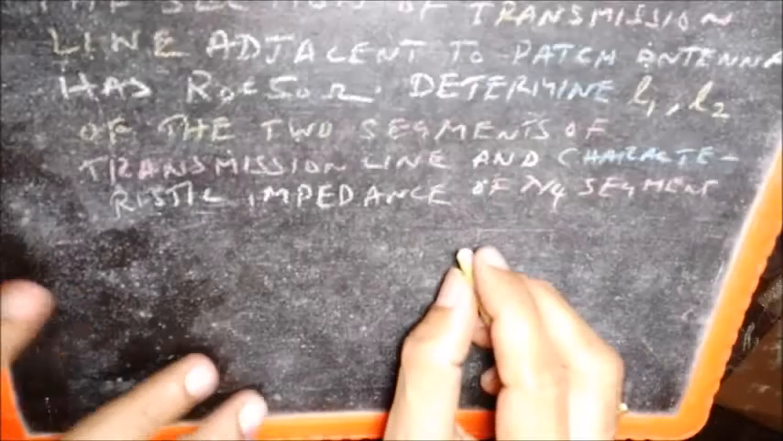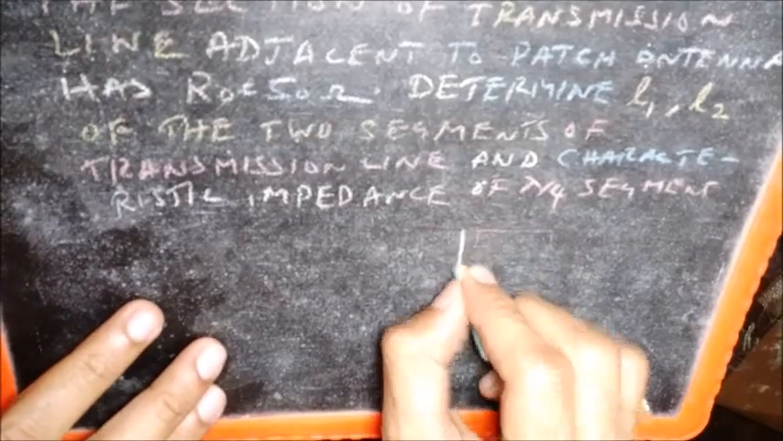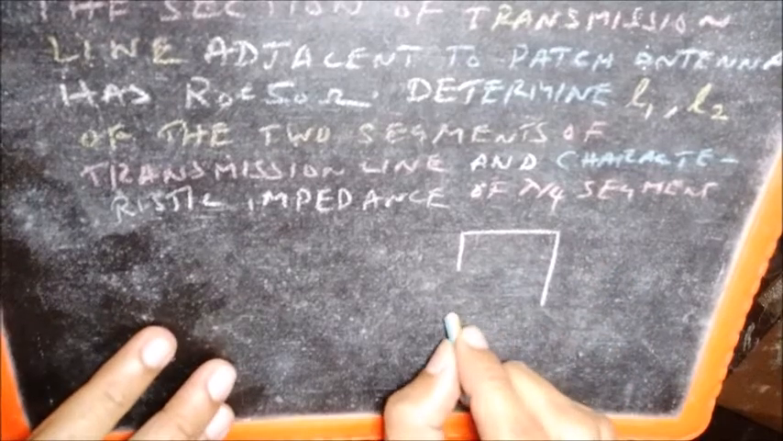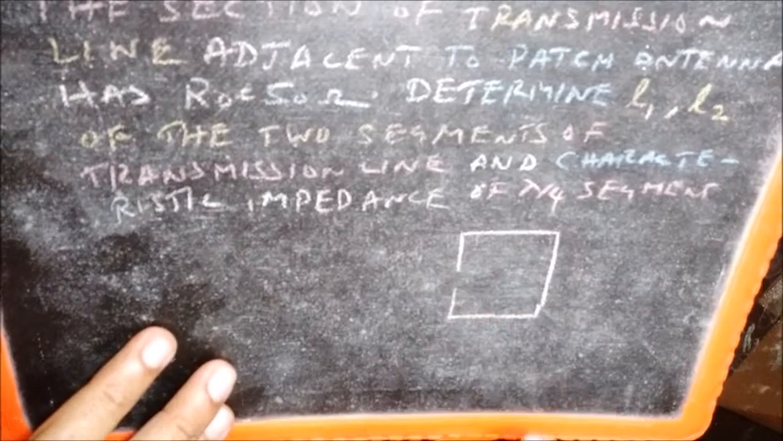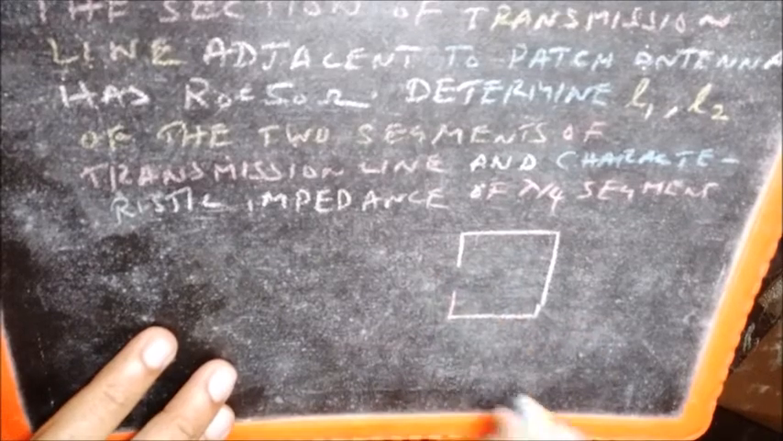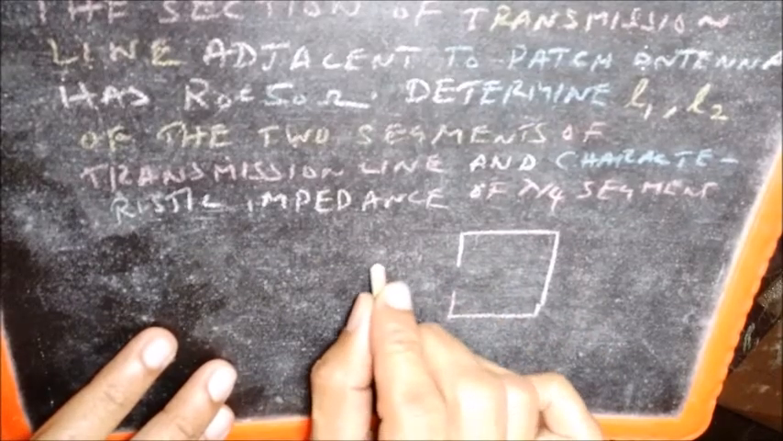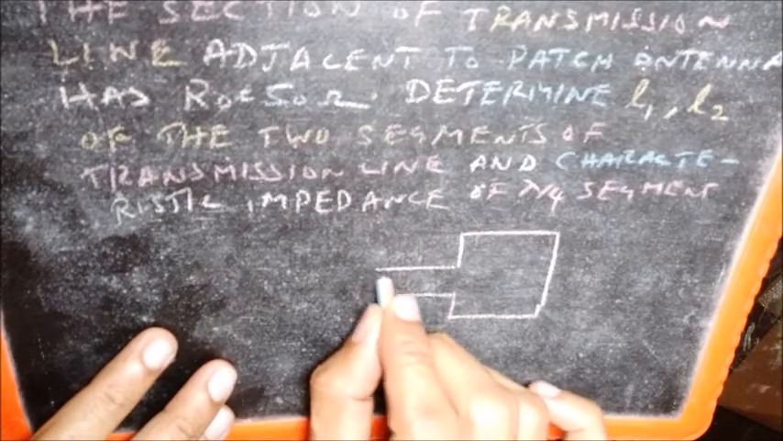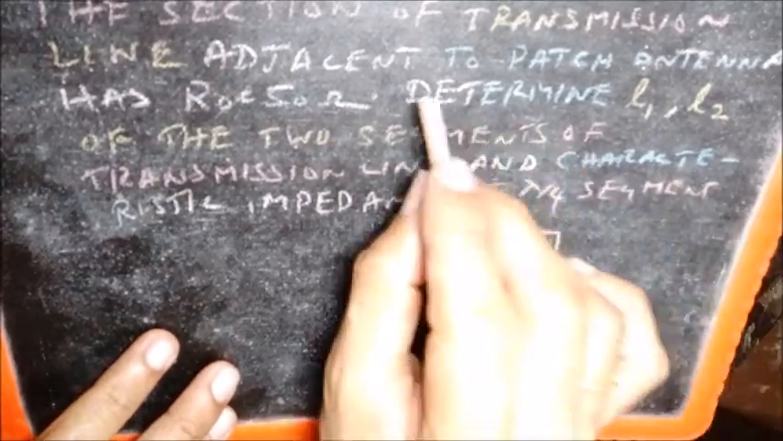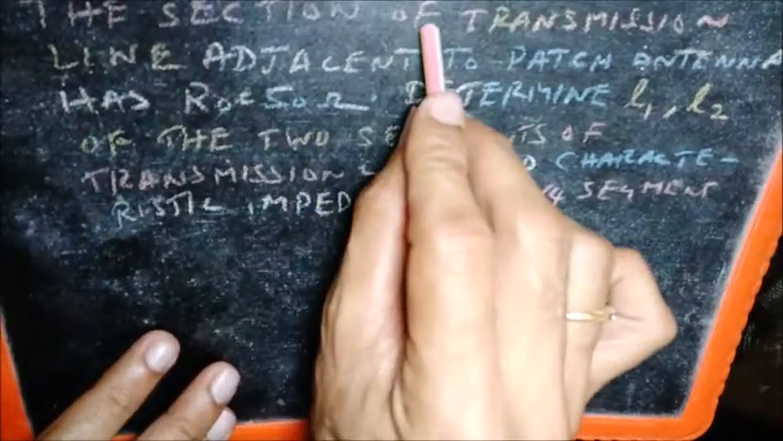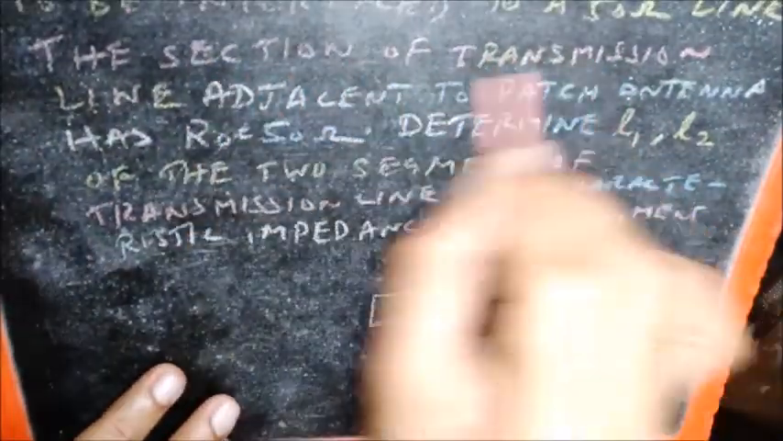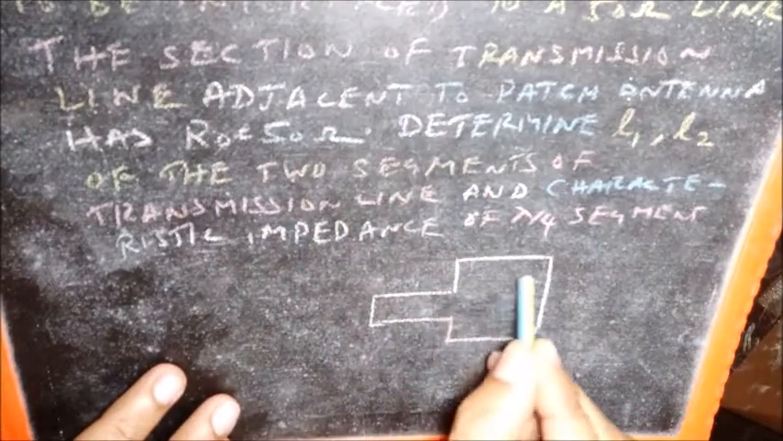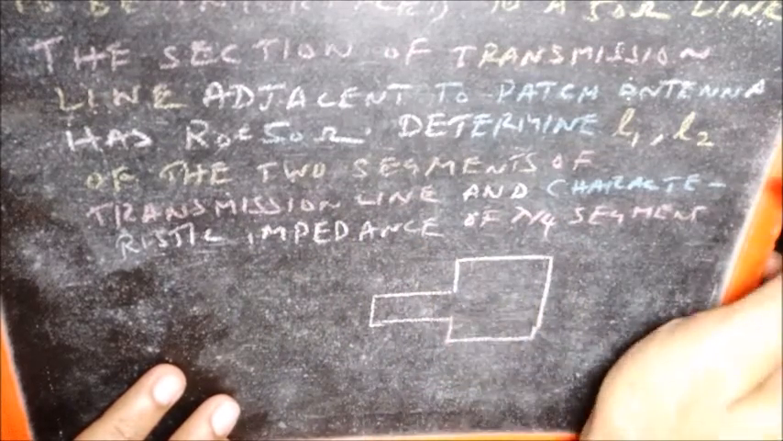Okay. So this is the patch antenna. This is the patch antenna, and this is what is being mentioned. This is the transmission line part which is being mentioned here. You can see the section of transmission line adjacent to the patch antenna, that is this section of transmission line adjacent to the patch antenna.